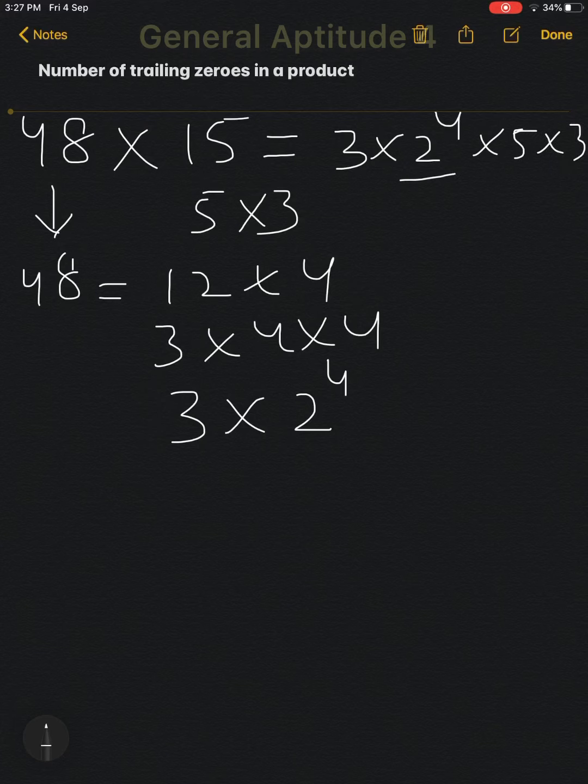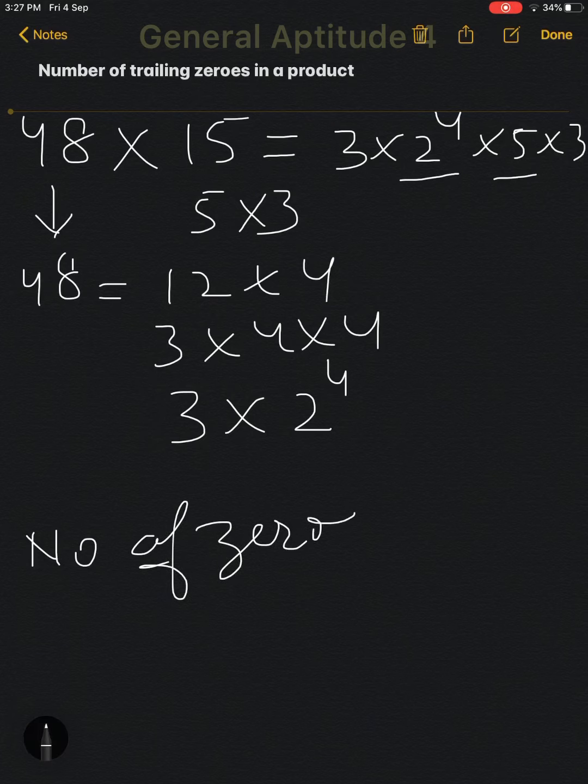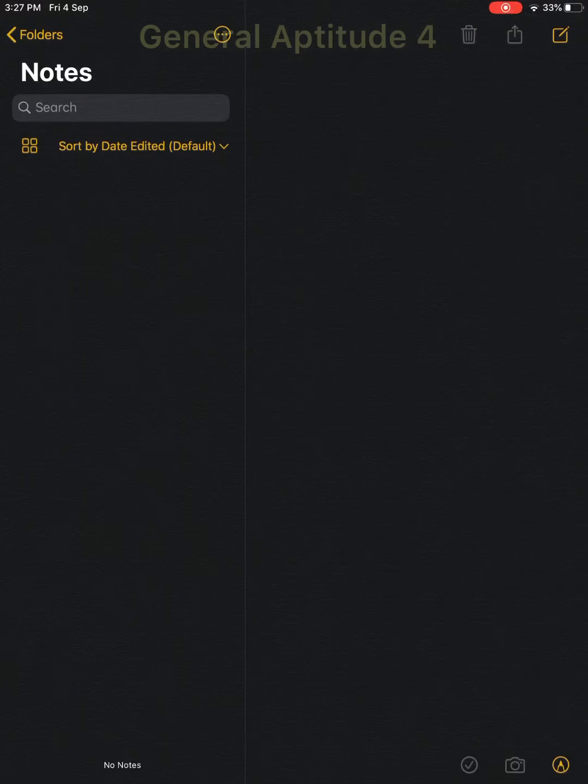So the powers of 2 and 5 we have to check. Here the smallest power is 1. Power of 5 is 1 and power of 2 is 4. So the number of trailing zeros is 1. Clear? Let's have some other example.